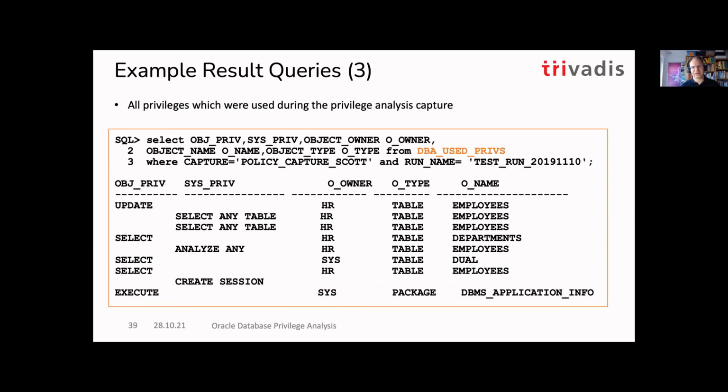So we have this DBA used privs, which includes all the privileges, system privileges and object privileges. So here's a full list. We can see all the privileges we had before: DBMS application info, dual table, and employees table and departments. So it's the overview.